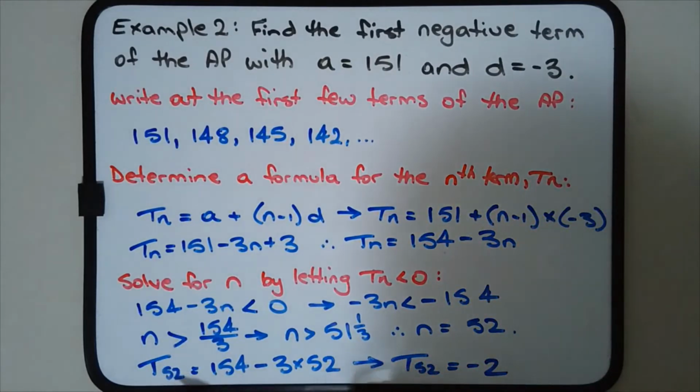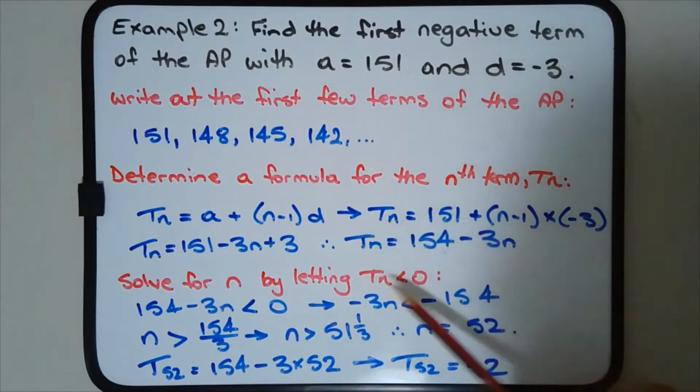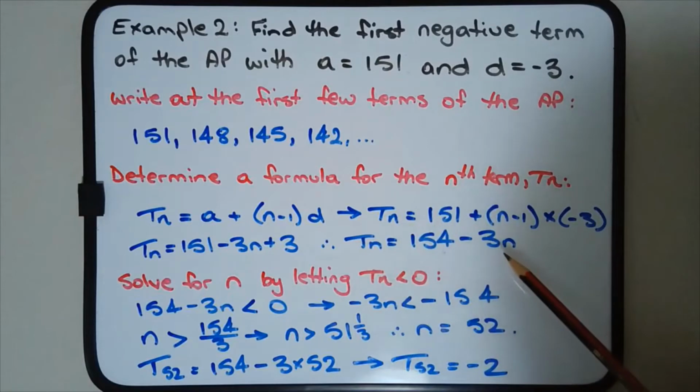So T of 52 is equal to 154 minus 3 times 52. So going back to our formula for the nth term of this particular AP, we have the 52nd term, T52, is equal to -2.